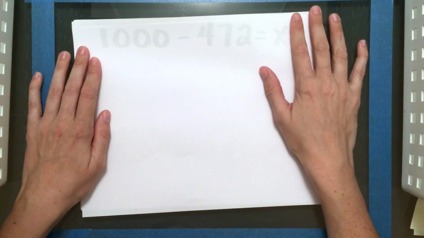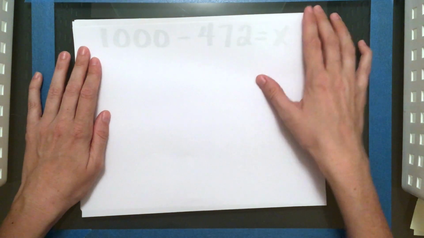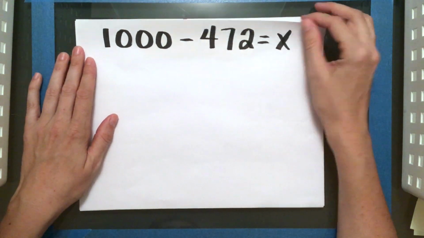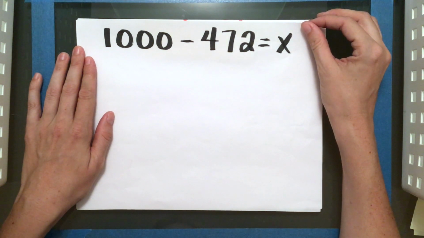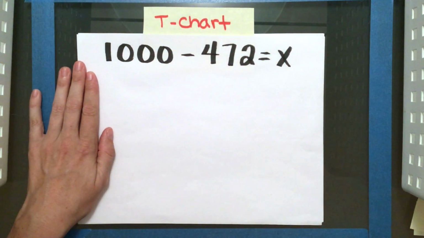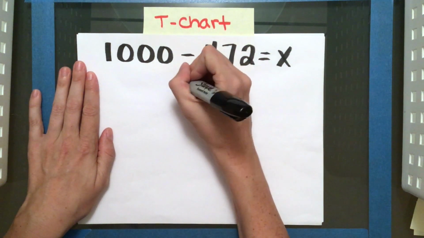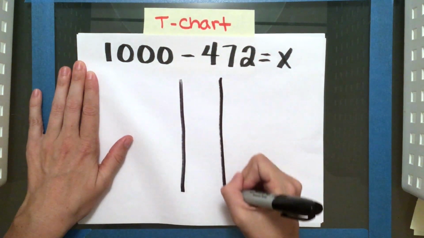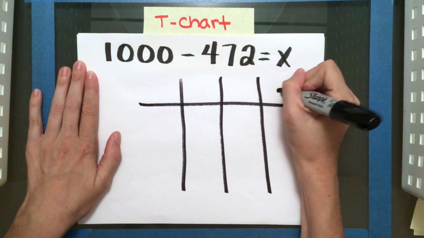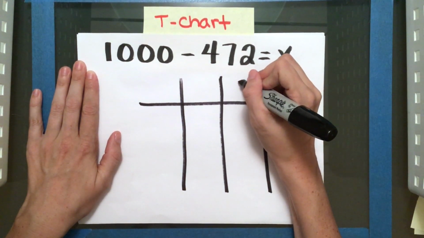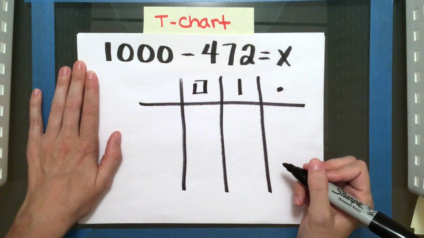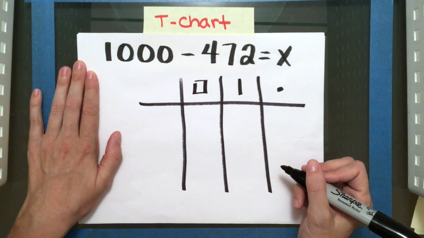Now we're going to talk about some strategies to subtract from 1,000. The subtraction problem we're going to use is 1,000 minus 472 equals x. This first problem we're going to use a T-chart. Now, we know when we're subtracting from the 100s, we would have a dot for the ones, a stick for the tens, a box for the hundreds, but for this problem, we're also subtracting out of 1,000.